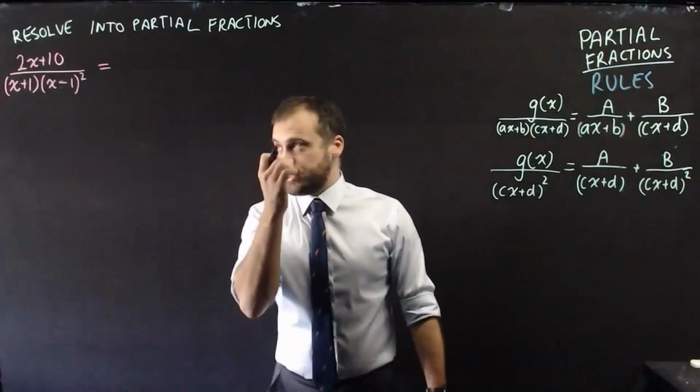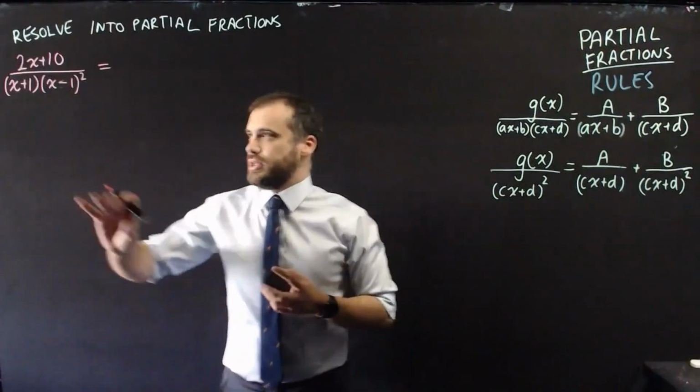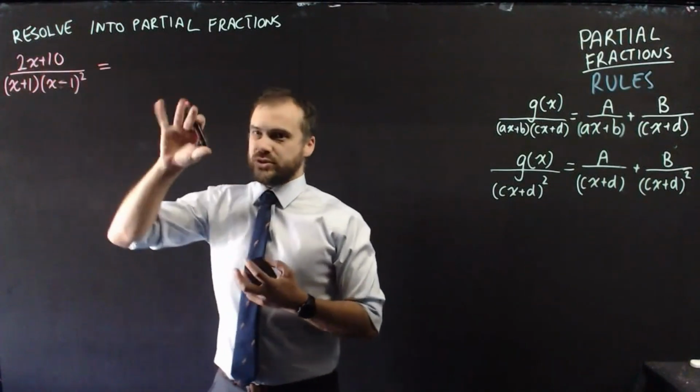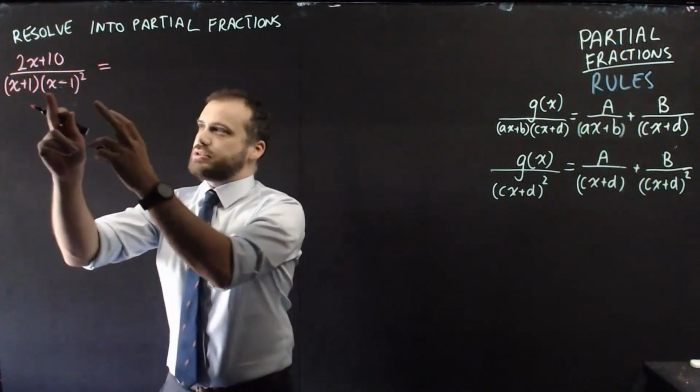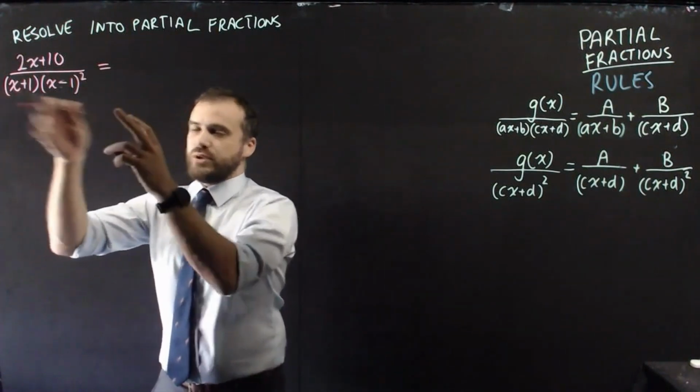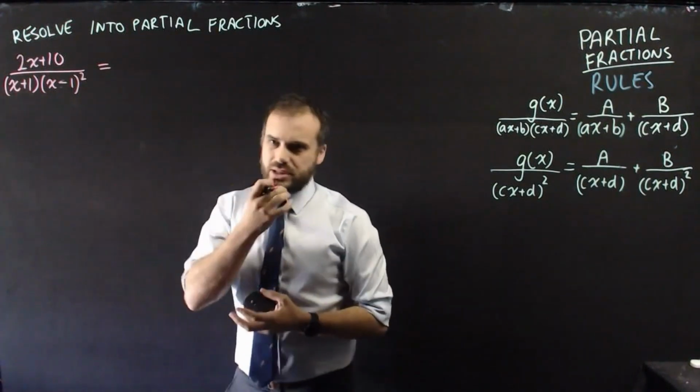So here's our question, and you can see it's got a few things going on here. Some function on the top, but just degree 1. And now we've got a function on the bottom that's degree 3, because it's a squared here and a thing here. If we expanded that, we'd have an x cubed there somewhere.